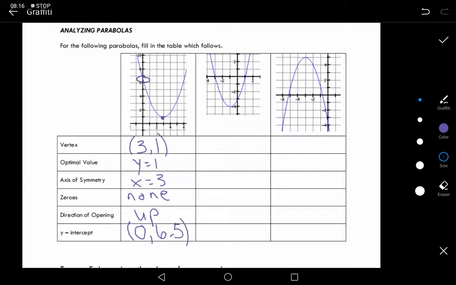On the other hand, our zeros, or our y-intercepts, are going to have y-intercept 0. Okay, and that makes sense if you look at your graph. Okay, let's move on to this next one.